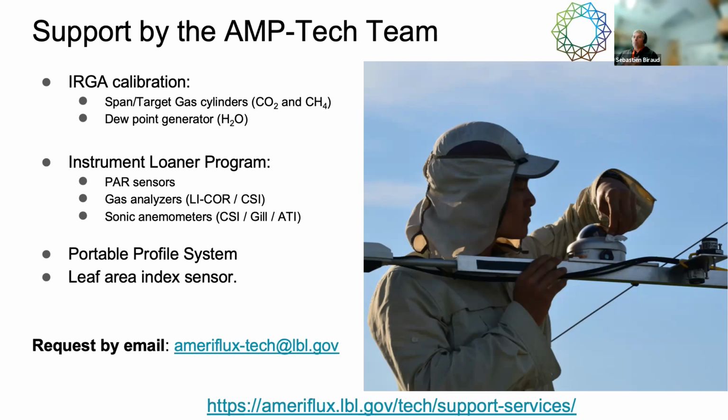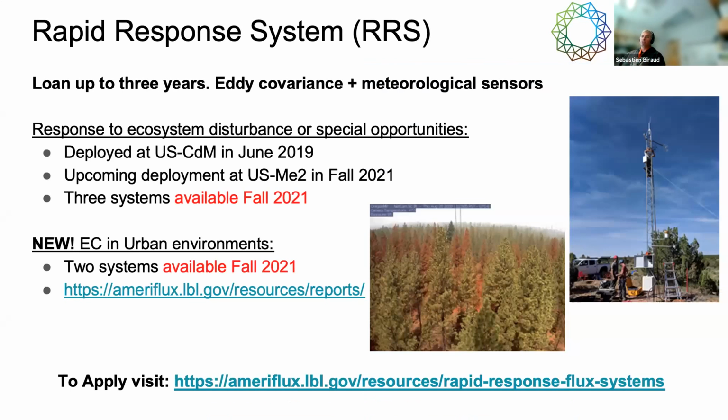We have also developed a system because the change in the storage term is a crucial component in quantifying net ecosystem exchange, especially in tall canopy ecosystems. You can request the AmeriFlux portable profile system, which collects vertical observations of CO2, water, and air temperature at 10 levels. That could help you either better quantify the storage term or even have an estimate of what your storage term is at your site. We also recently acquired the leaf area index for tall canopy package that can be borrowed upon request.